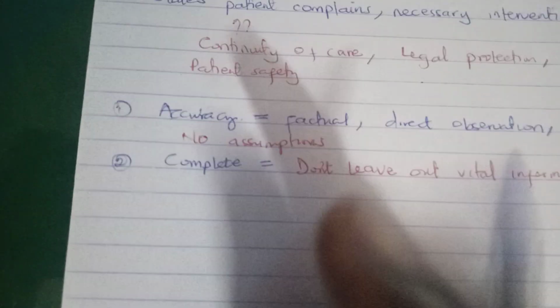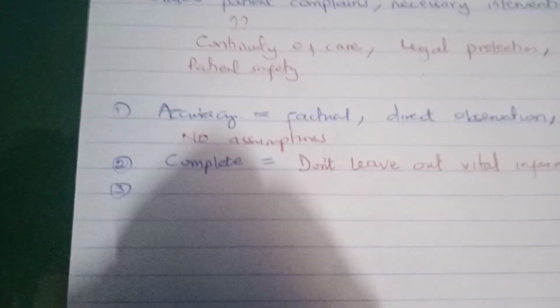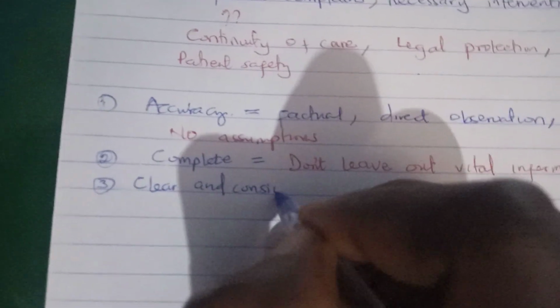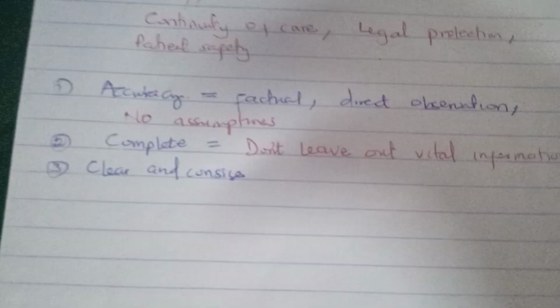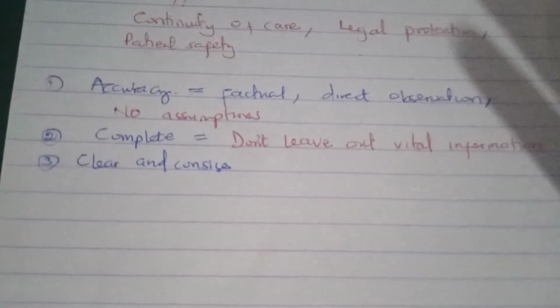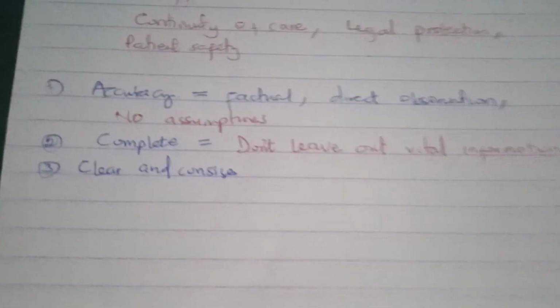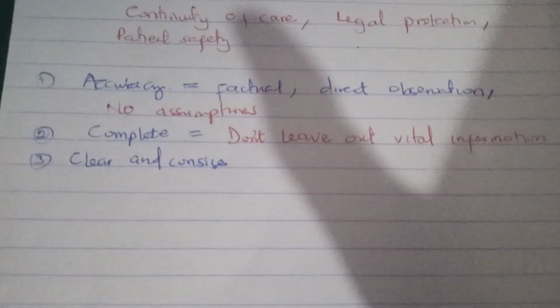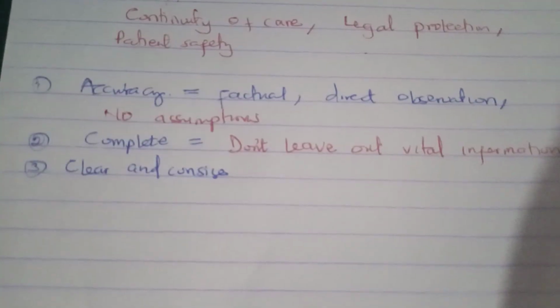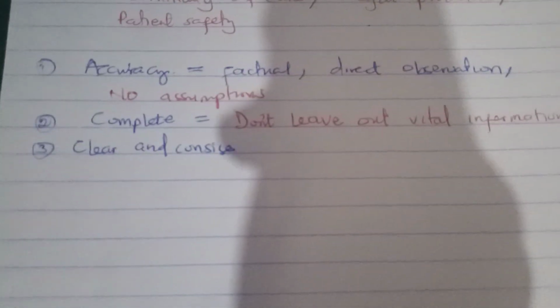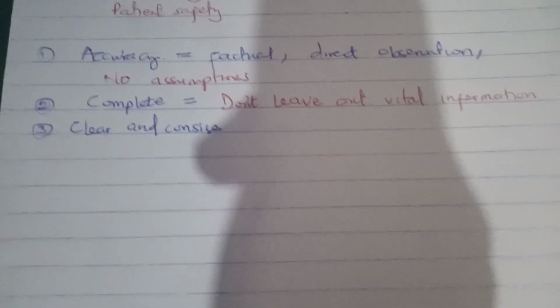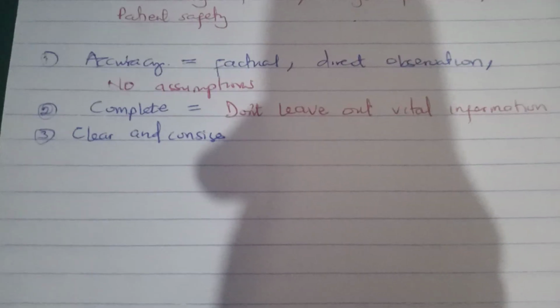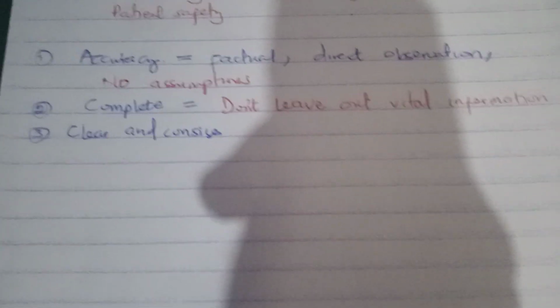The third one is it should be clear and concise. You have to use simple, direct language. Avoid jargons or abbreviations that are not universally understood. So it should be very clear, concise, and avoid jargons. If you use any abbreviation, it should be one that is universally accepted.